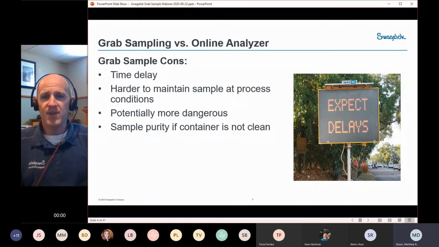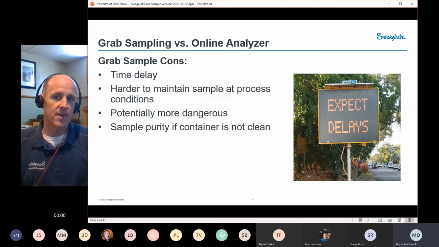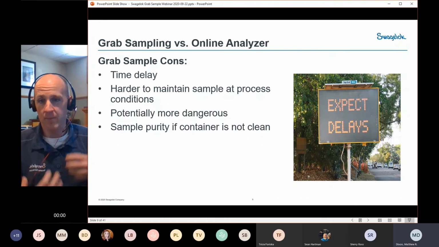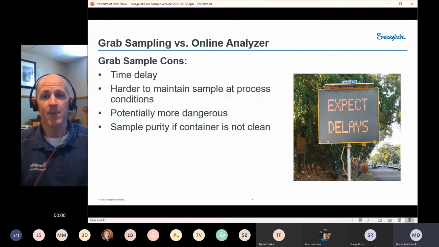And then also, we've seen instances where customers are not properly cleaning their sample containers. After they're done taking a sample, that container really needs to be properly cleaned, whether it's a cylinder or a bottle, before the next sample is collected. If not, then bits of that previous sample can still remain in there and contaminate the next sample. So if that's not done well, then you could potentially have some purity issues.